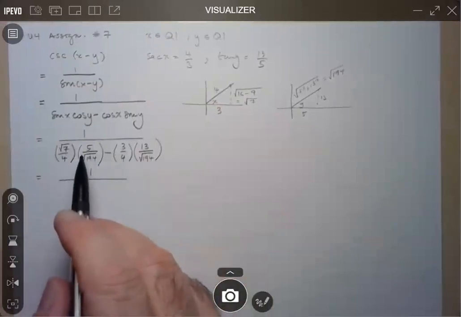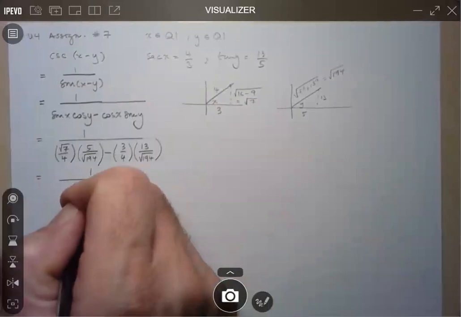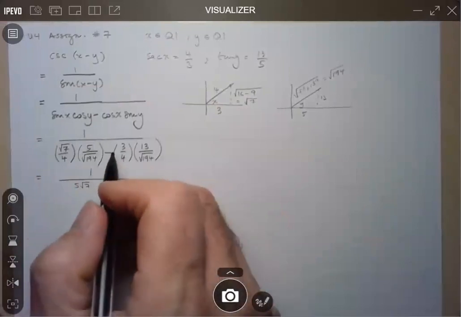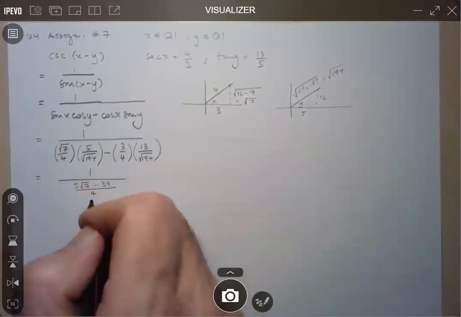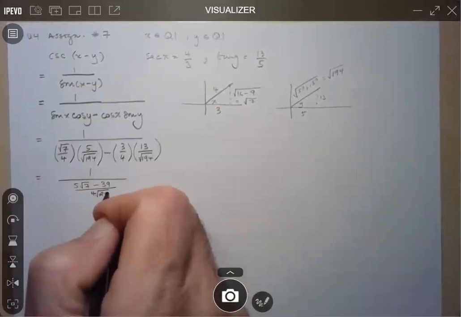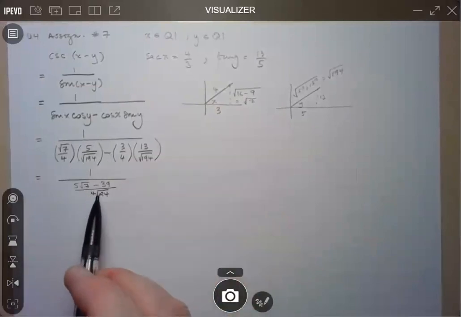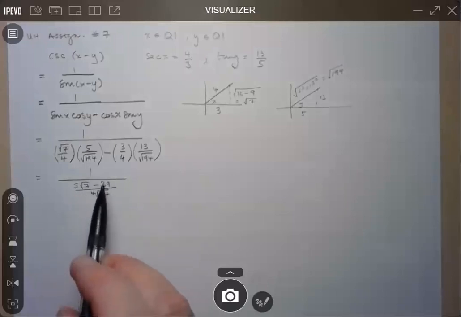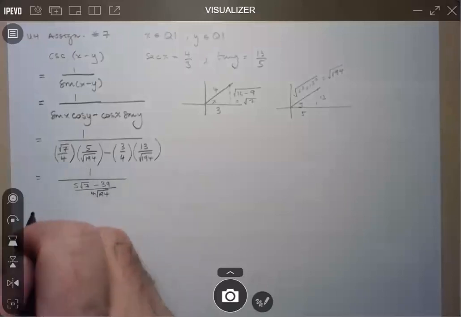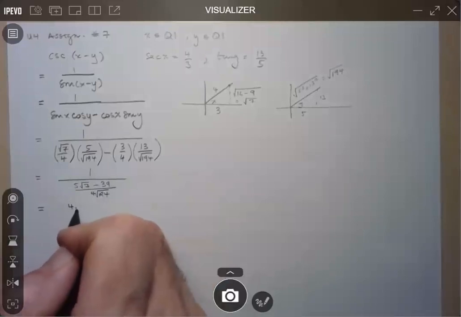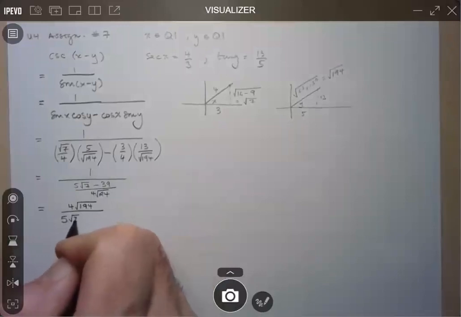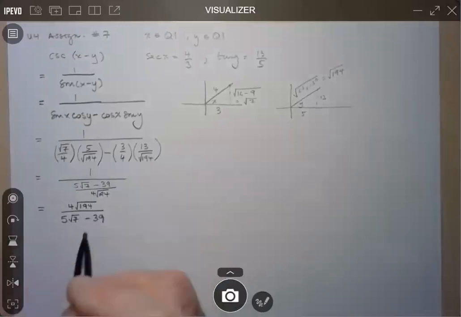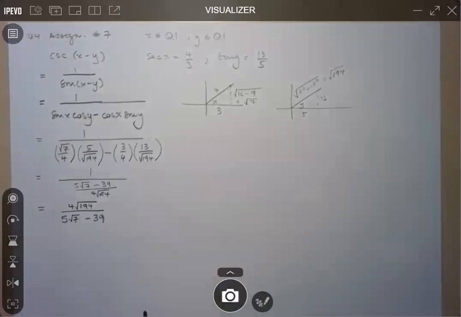So here, what do we have? We have 5 root 7 minus, I guess, 39 over 4 root 194, the common denominator. And now that I have the denominator as a single fraction, I can now take its reciprocal. So that would be equal to 4 root 194 over 5 root 7 minus 39. And that would be a final answer.